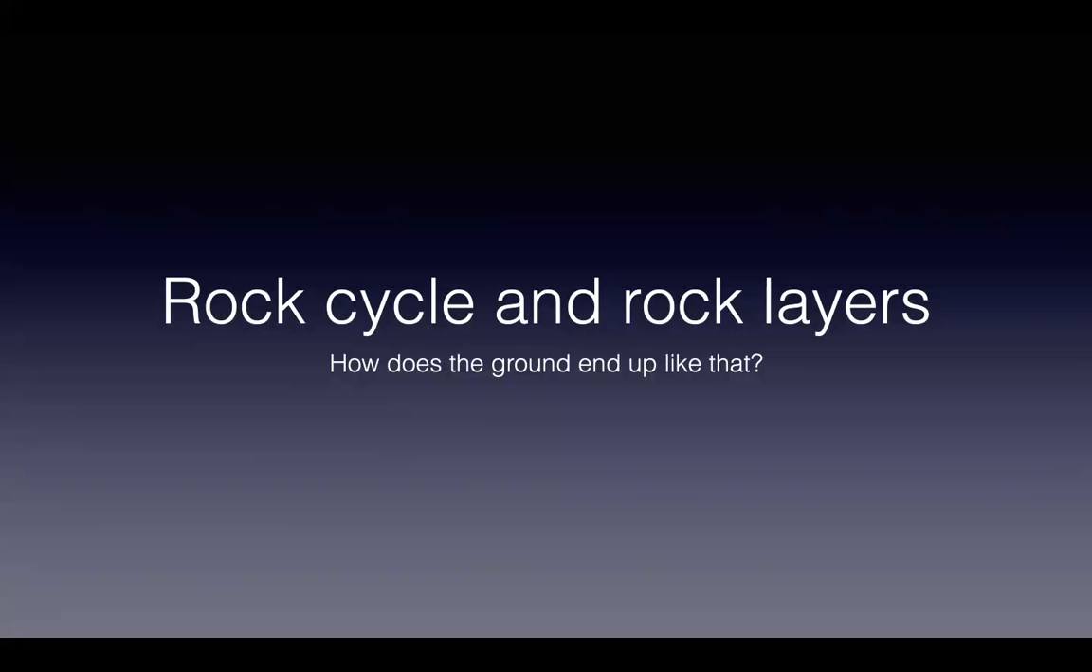All right, so this is week 2 of our rock unit. Right now, you should have your Cornell style note sheet out in front of you. Draw those 3 lines. The title on the very top should be Rock Cycle and Rock Layers. And then on the very top line, we're going to put our question, which is, how does the ground end up like that? And you could point to any section of ground as your section of ground that you need to determine that.